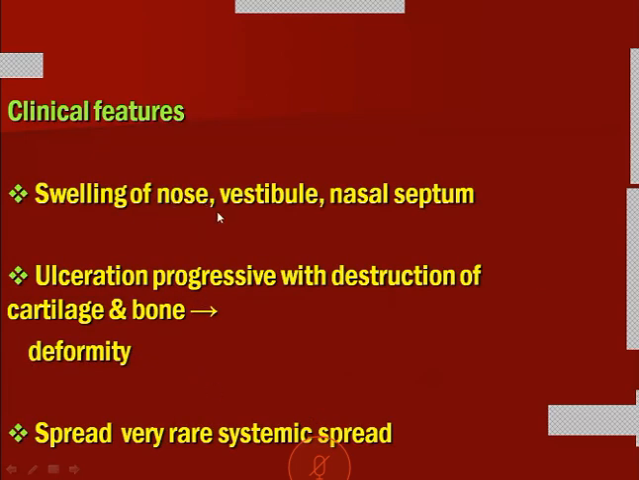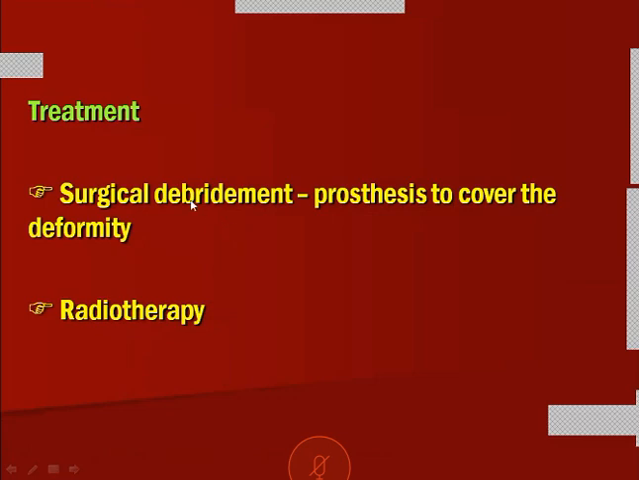Initially the patient will have swelling of the nose, the vestibule, just like vestibulitis. Then the nasal septum is involved, and it goes on to ulceration with progressive destruction of the cartilage and bone, completely midline mutilation. Systemic spread is very, very rare. So it is a locally contained disease where the only things are surgical debridement and then prosthetic cover for the deformity, because beyond plastic repair, they will be mutilated and destroyed.